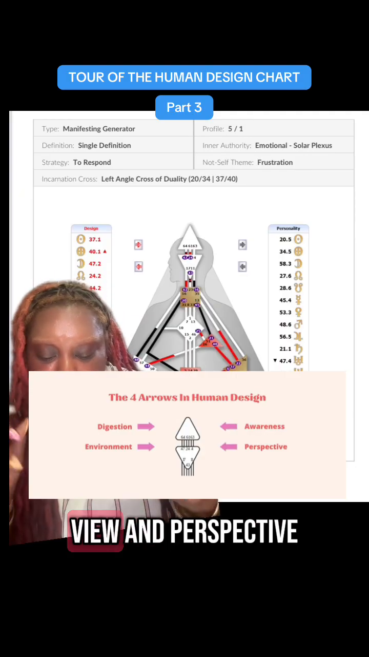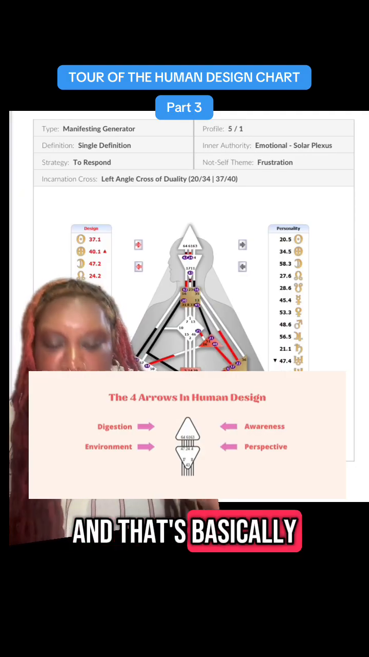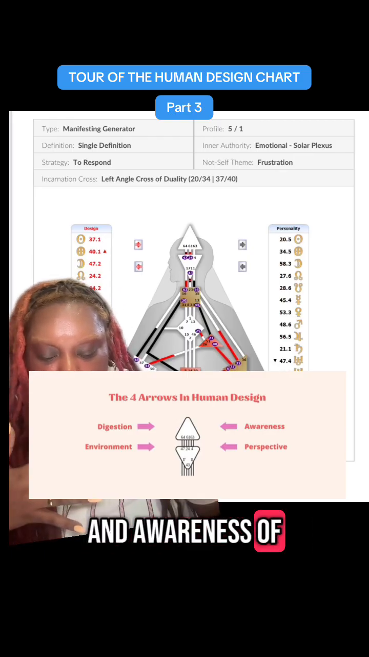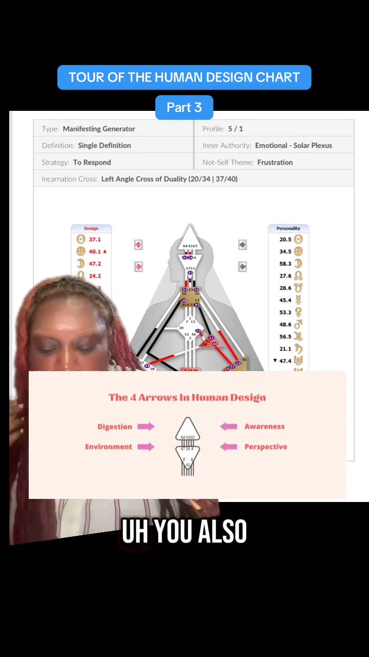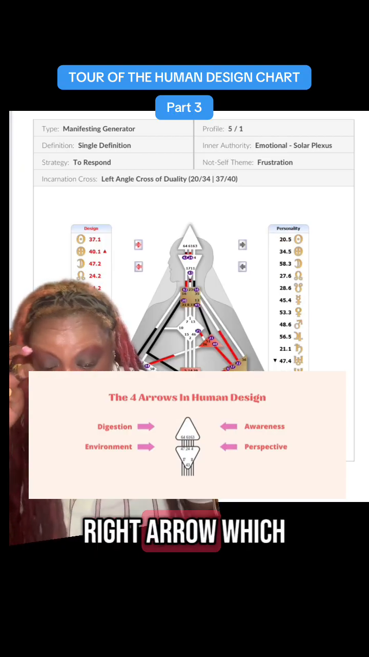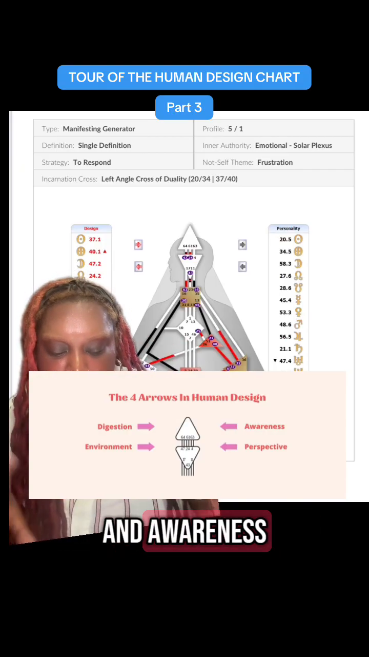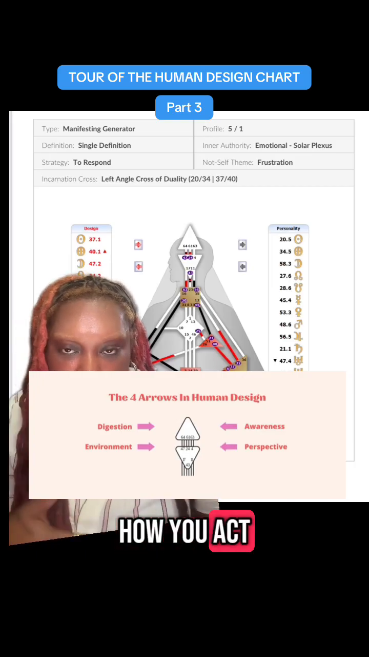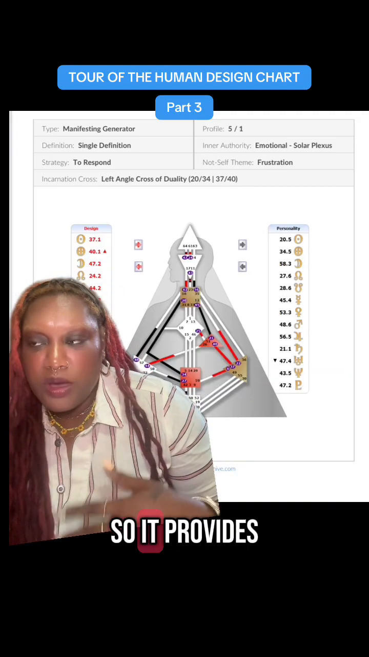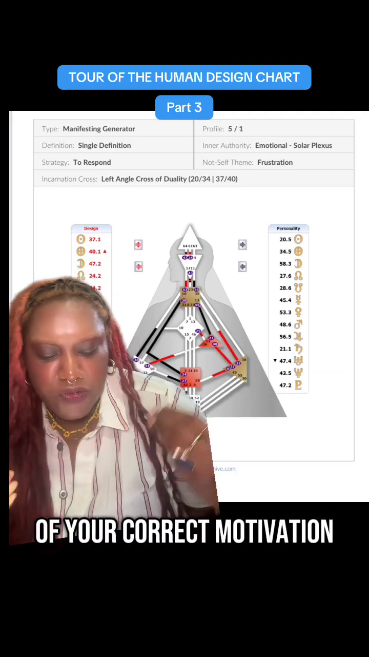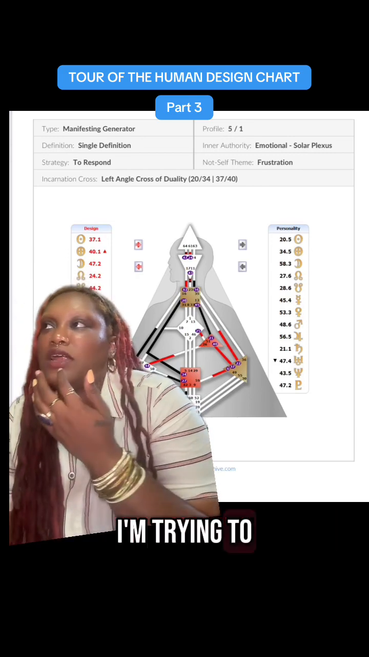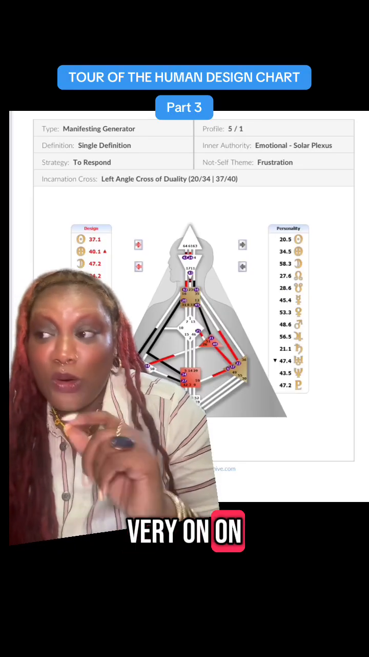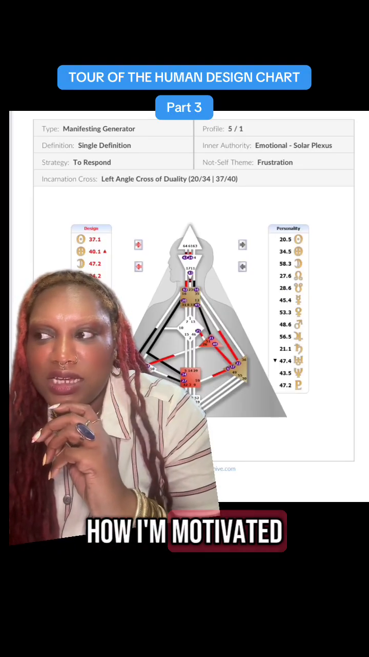So you can also do the view in perspective, and that's basically what you're here to see and how you manifest. Like I said, it provides knowledge and awareness of your correct perspective. You also have that type right arrow, which talks about motivation and awareness, and that basically talks to what drives you and how you act that out. So it provides knowledge and awareness of your correct motivation, like what gets you going. I'm trying to remember what mine is, but mine is very, very on par with how I'm motivated.